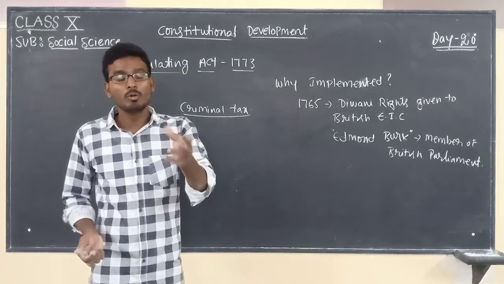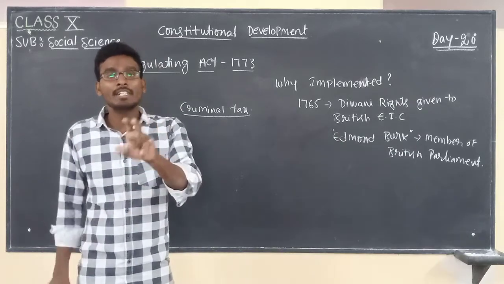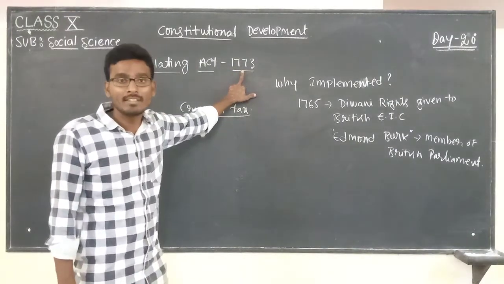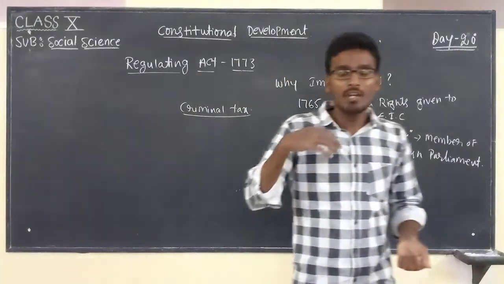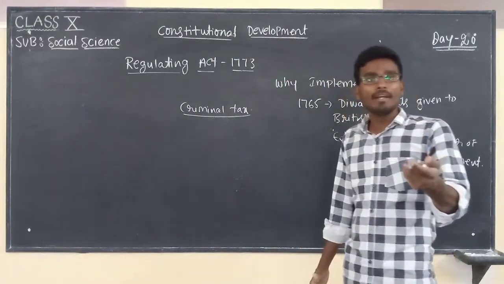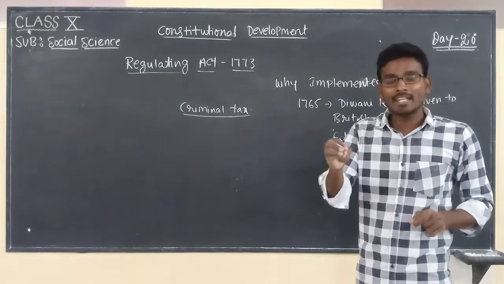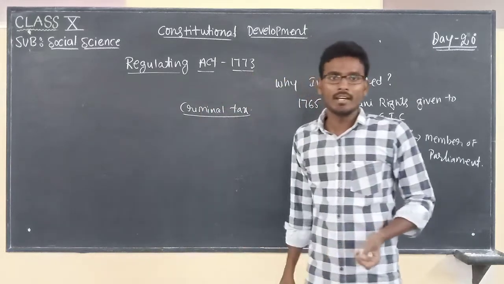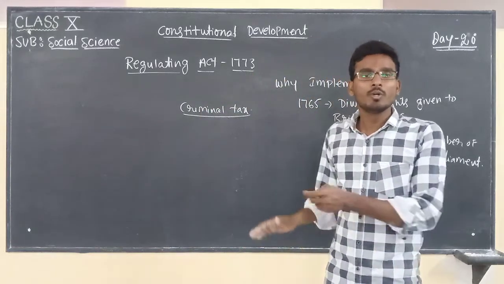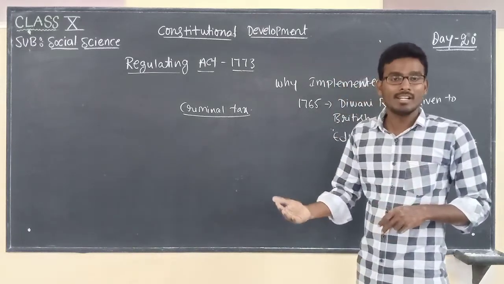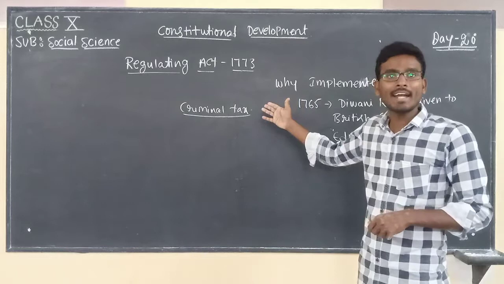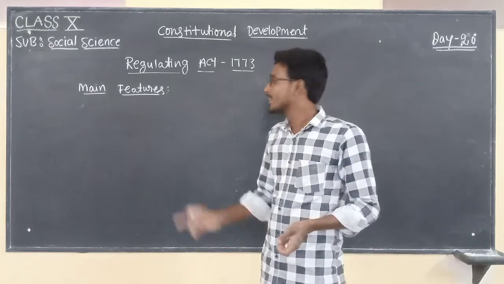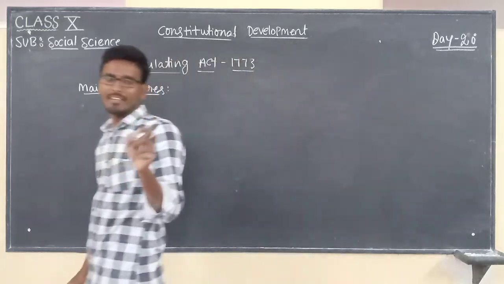In this background, to regulate the activities of the East India Company, the Regulating Act was implemented in the year 1773. Children, if anyone poses a question to you, why was the Regulating Act implemented, you have to write: to regulate the activities of British East India Company officials, the Regulating Act was implemented in the year 1773. After this, let us discuss some important features of the Regulating Act 1773.